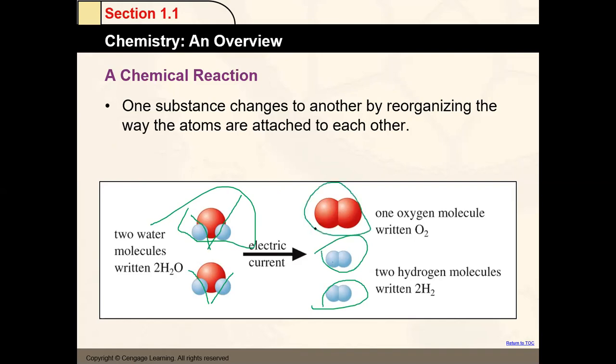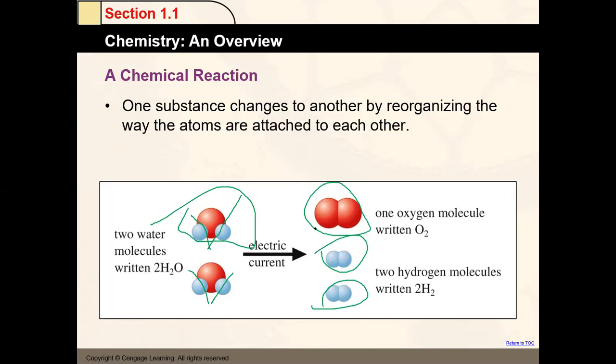So a chemical reaction can be understood as a process or an event in which a matter or a substance, atoms or molecules, breaks bonds, and in the case of molecules, you break bonds and you form new bonds. And so it's a transition.